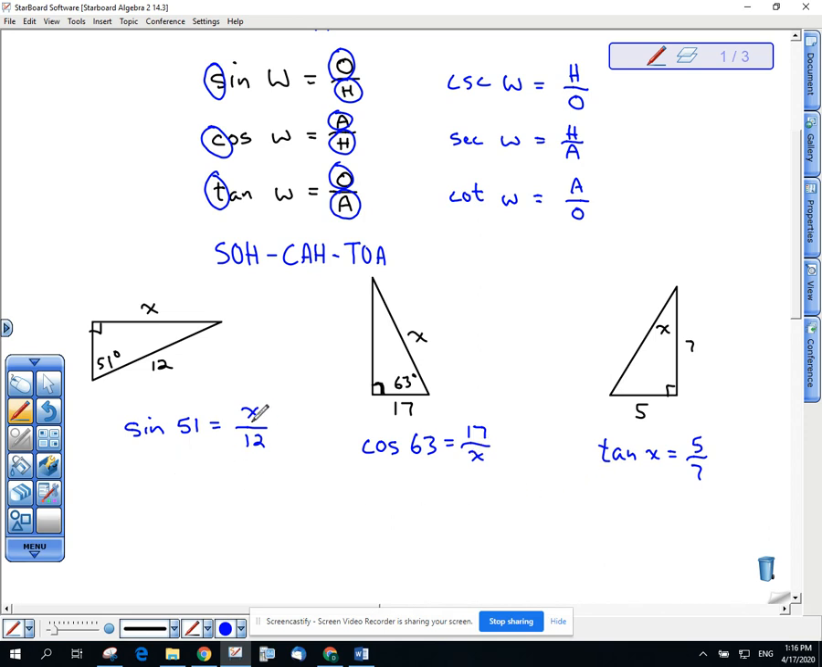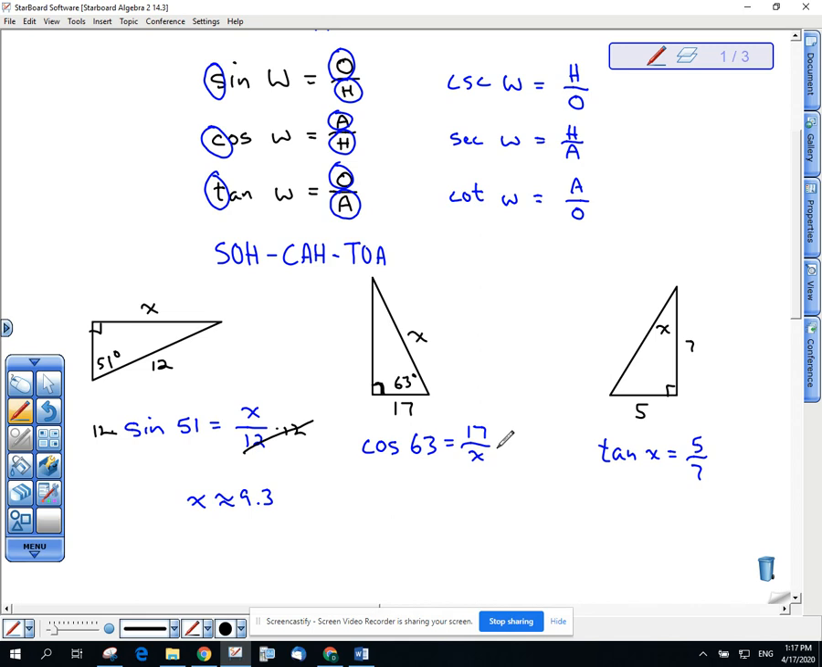If you're trying to solve for x, what you would do is multiply both sides by 12. That's how we get x by itself. You're going to want to make sure that your calculator is in degrees. And once your calculator is in degrees, you want to type in 12 sine 51, and that gets you an answer of 9.3. We'll just go ahead and round to the nearest tenth on all these. X is approximately 9.3. Okay, now watch closely on this second one.